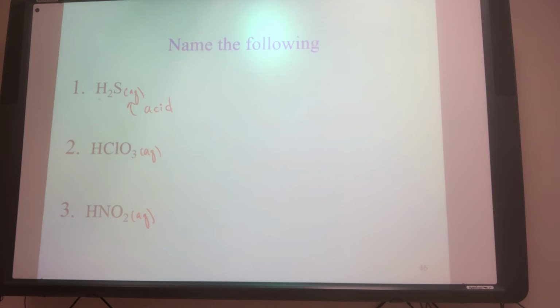So you look to see that there's only 2 elements. So 2 elements means he's a binary. So I know it's H plus this non-metal. For binary, the first thing you would write is the prefix hydro. Then you have to figure out what the non-metal is. The non-metal is sulfur, and then you add the ending -ic. So hydro, sulfur, ic. So hydrosulfuric, and then the word acid.